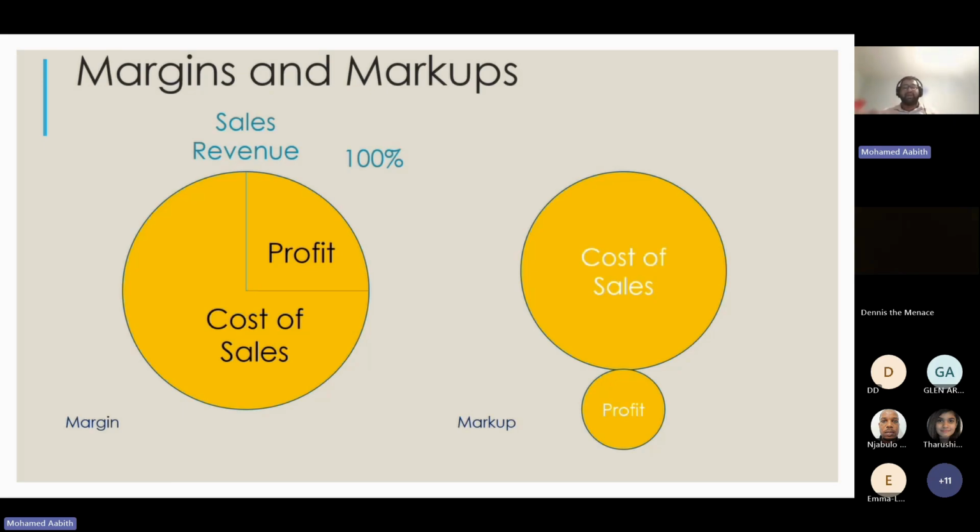40% markup, so that means the cost of sales is 100%, the profit is 40% of that 100%, and the sales revenue will be 140%. Altogether, you add the cost of sales and the profit together. So in this scenario, the cost of sales becomes the 100%. So please remember, guys, margin, sales revenue 100%. For markup, cost of sales is going to be 100%.